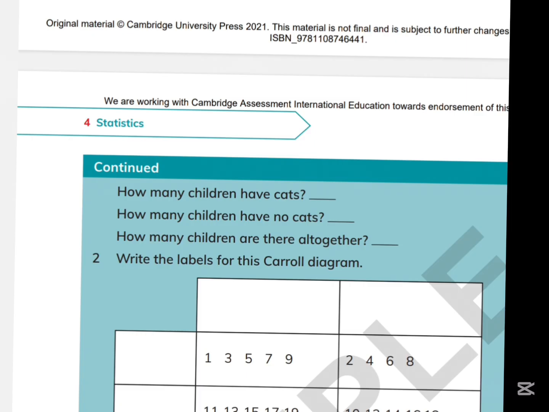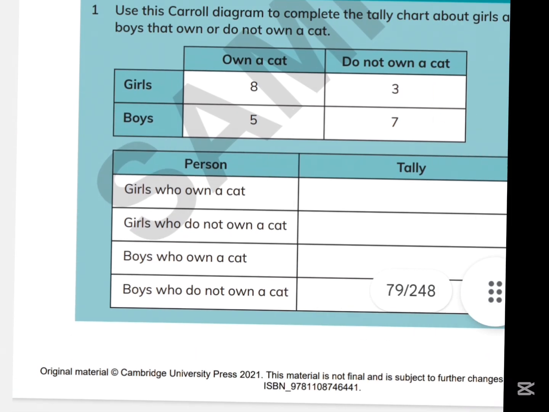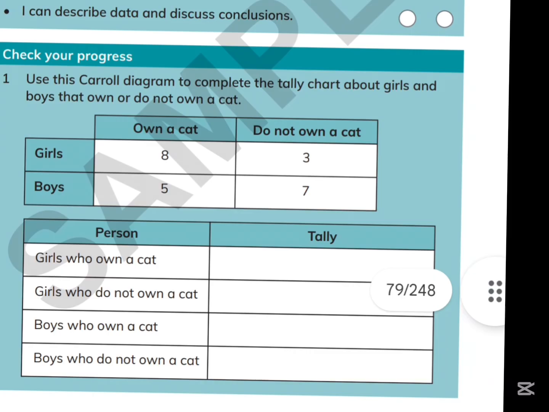Unit number 4. How many children have cats? How many children have no cats? How many children altogether? And write down the labels in the Carroll diagram. Okay, the question on the last page was from page 77. We will continue from this question. We will write the answer to this question on the basis of this.